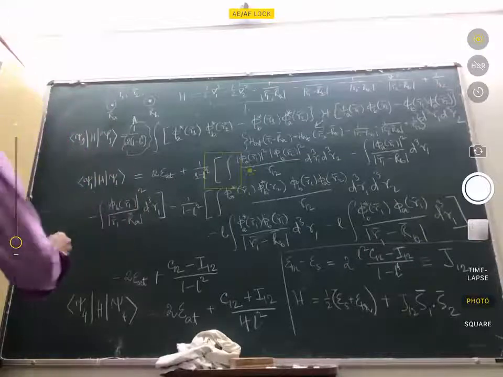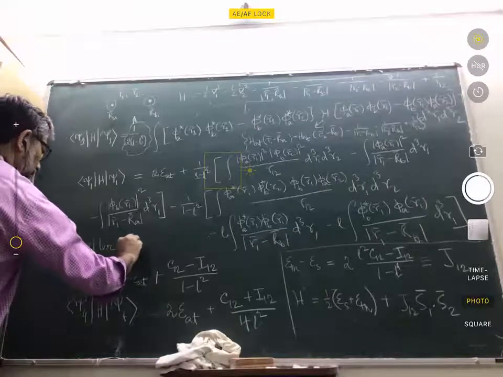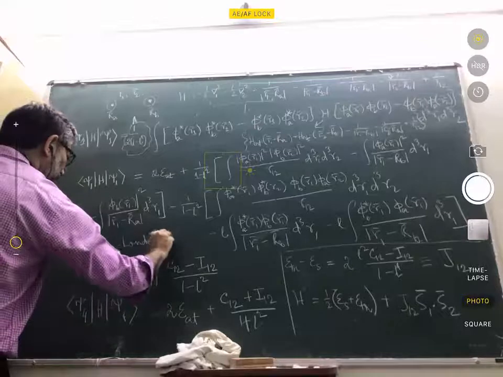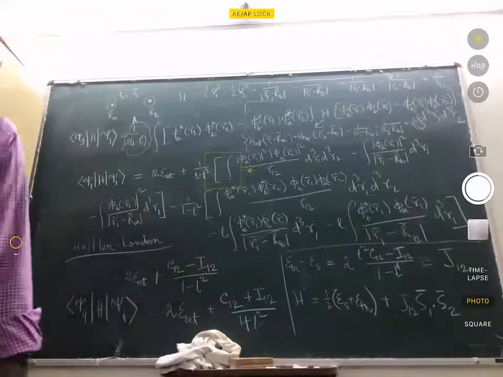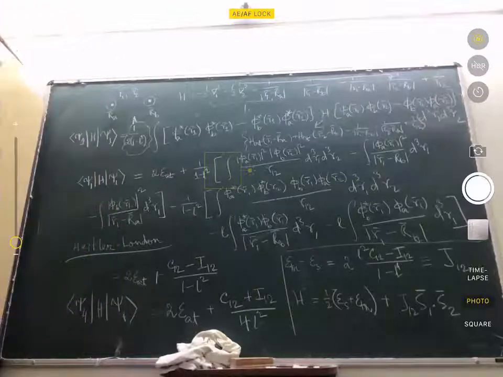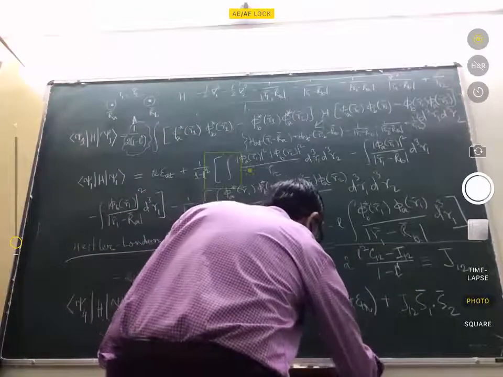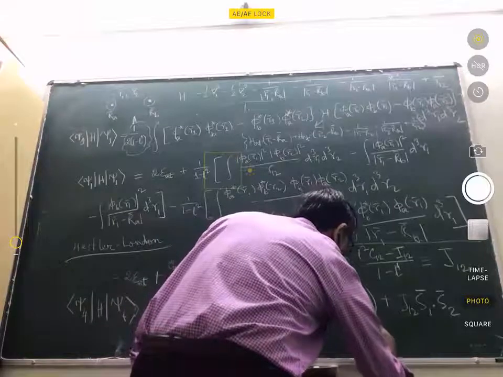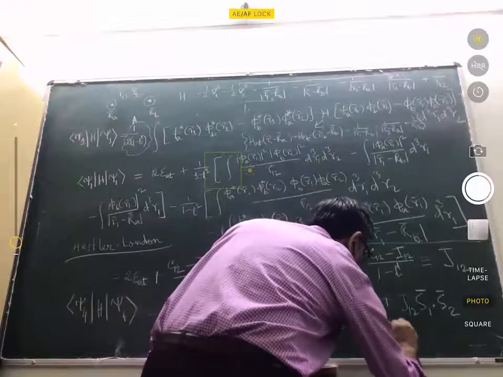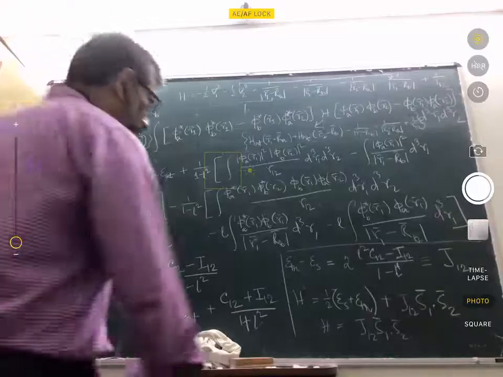So this analysis, I mentioned it last time, is essentially based on what is called the Heitler-London theory of the hydrogen molecule. So now, what have we achieved here? We have arrived at an effective spin Hamiltonian between electrons on two different atoms, which can be either ferromagnetic or antiferromagnetic, depending on this quantity L.